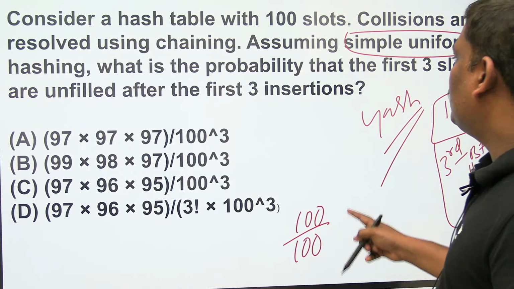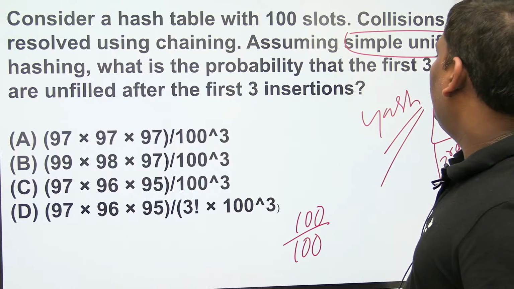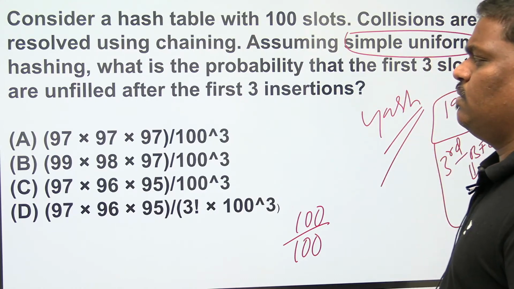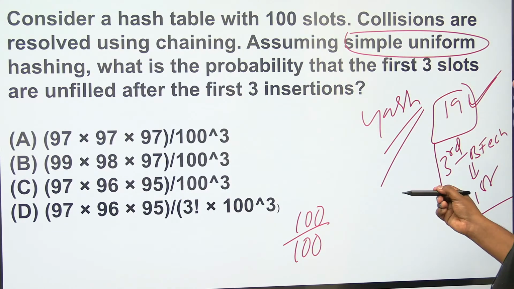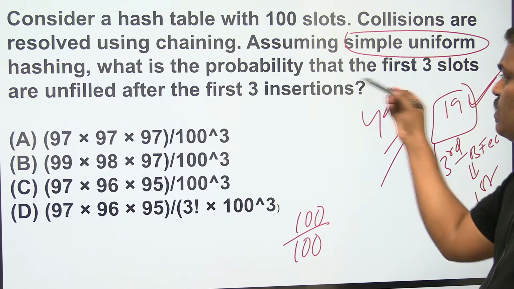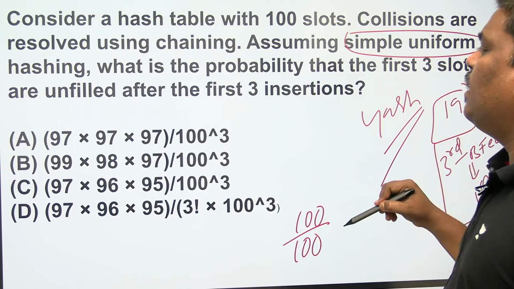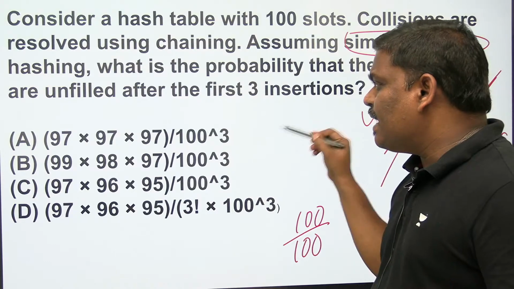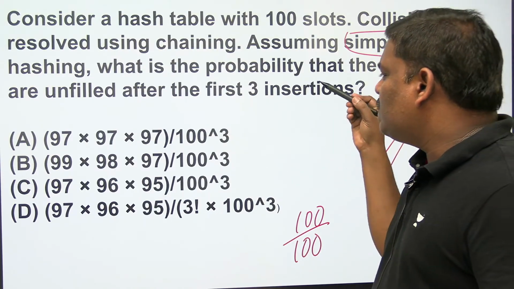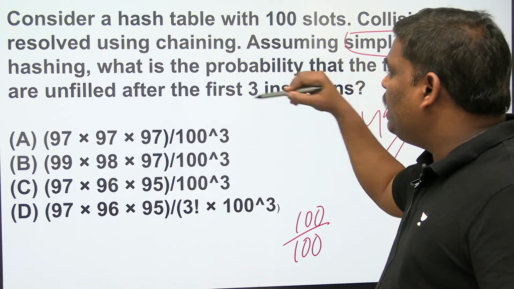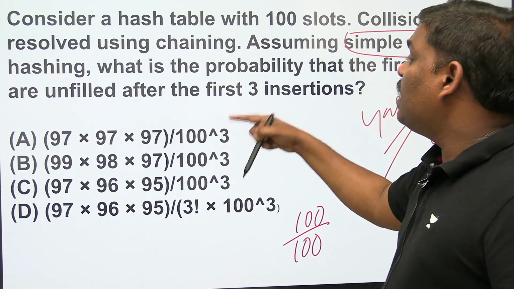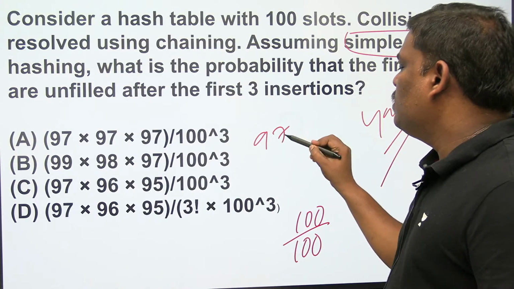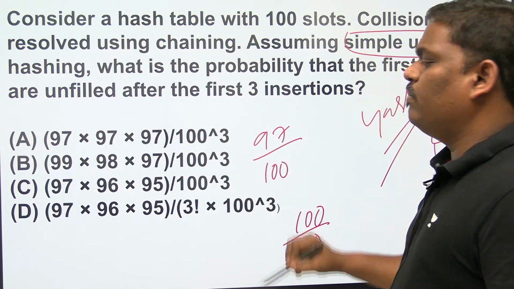So for the first insertion, the probability is 100 by 100 if I just apply hashing. But the question asks the probability that the first 3 slots are unfilled after the first 3 insertions. What is the meaning? Out of 100, it can go to only 97 places. Those 3 places it cannot go. 97 by 100. That is the first time.